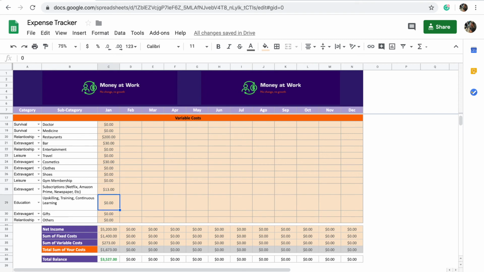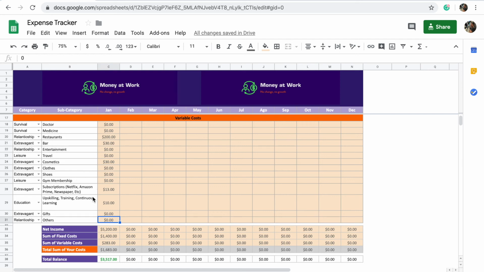Then education. So if you are upskilling yourself, or you are buying a training or any continuous learning, it can be a course, an online course you are buying, or you can buy a book to read. You have to type it here. I just bought a book that I'm going to read, so the price is here. Gifts, I didn't buy any gifts, and others, it's all of the subcategories that I didn't mention here.